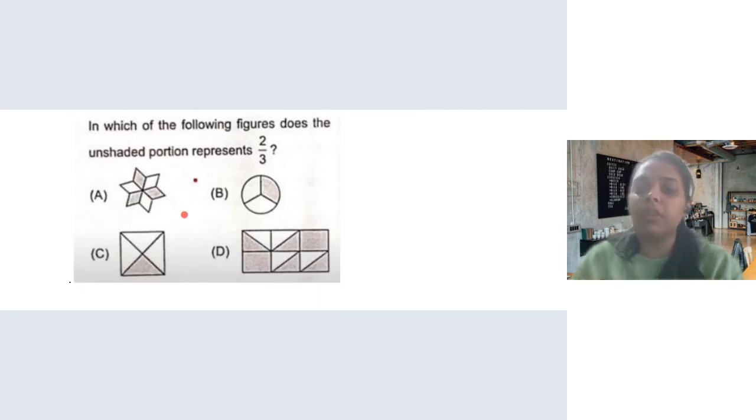In which of the following figures does the unshaded... This is the shaded region, okay?